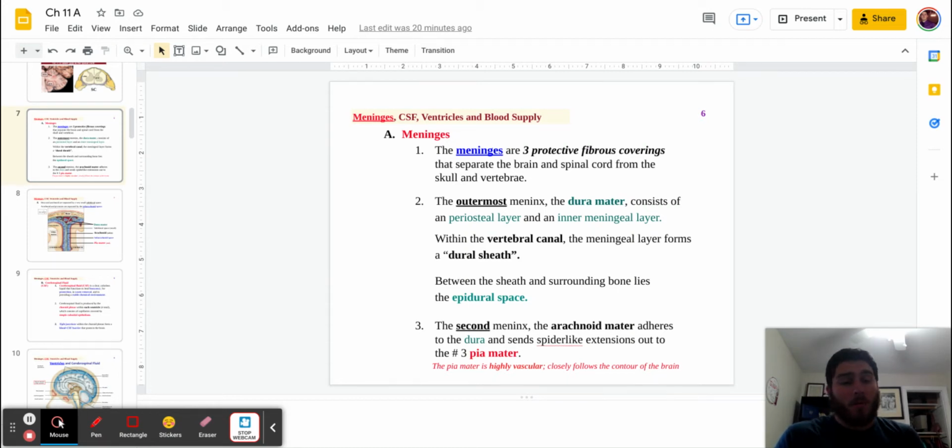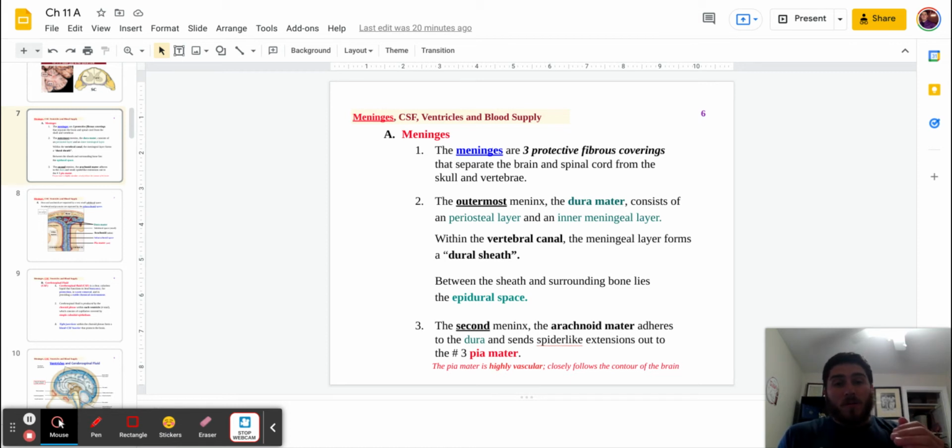That's just me. But with that said, Meninges, 3 parts. There are 3 protective, fibrous coverings that are going to be used to separate the brain and the spinal cord from the skull and vertebrae. So, in other words, what actually separates our brain from the bone, right? That's really important to keep in mind. Like, what's actually going on there? And there are 3 fibrous coverings that are going to help do that.